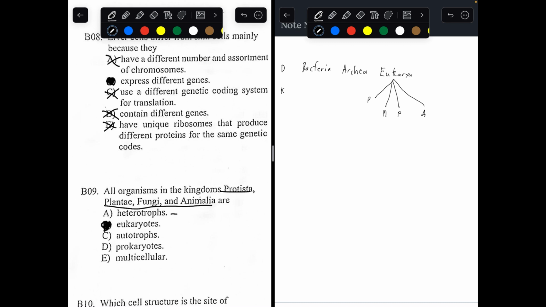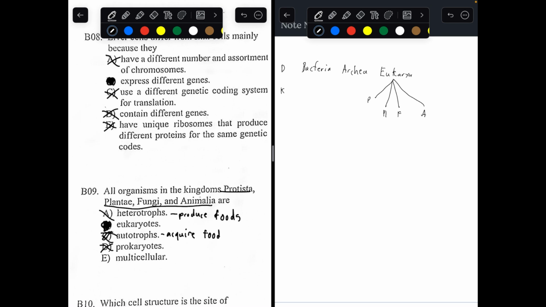Heterotrophs are animals that can produce their own food. So plants, for example. But animals and protists cannot produce their own food. Fungi and plants can. Animals and protists cannot produce their own food. So it cannot be A. Autotrophs are animals that have to acquire food. Again, this is the opposite. Animals like us and protists, they can acquire food. They eat their food. But fungi and plants, they make their food. So they don't acquire it. So it can't be C.